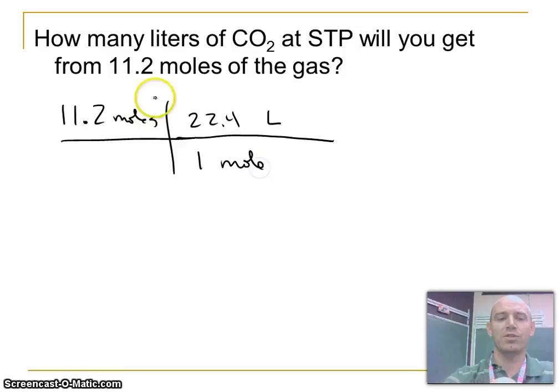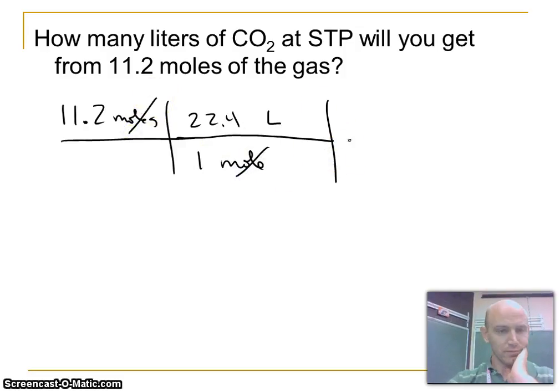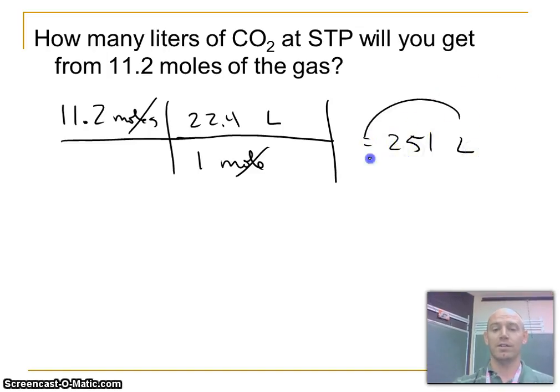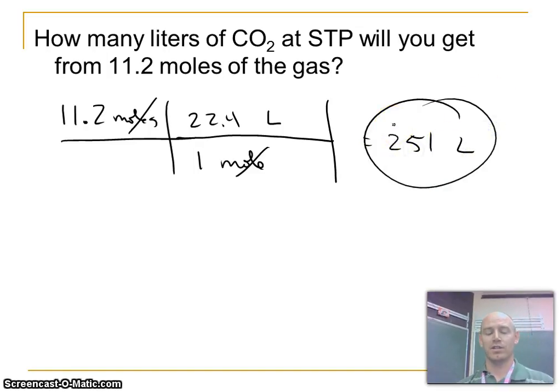Again, we are just using good old-fashioned dimensional analysis here, where we're trying to get our units to cancel out. Moles cancels out because I put mole on the bottom and liter on the top. So I take 11.2, multiply that by 22.4, and I get 250.88, which we'll go ahead and make 251 liters.